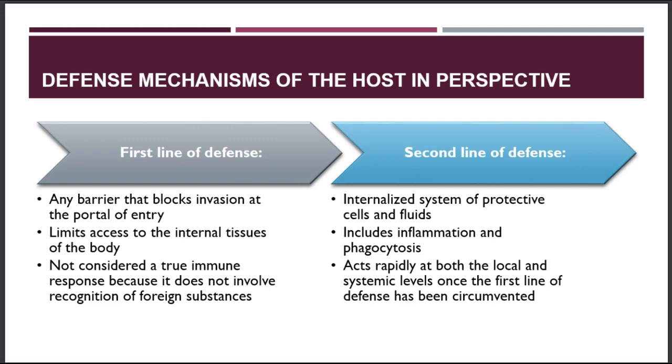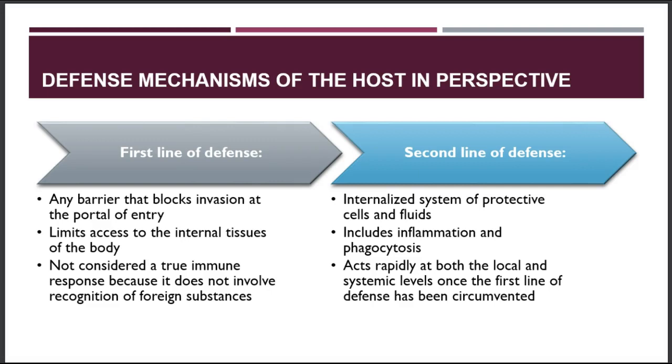So the first line of defense includes any barrier that blocks invasion at a portal of entry. The first line of defense is designed to limit access to internal body tissues. It's not really considered a true immune response because it doesn't involve the recognition of any foreign substances, so it's not selective.